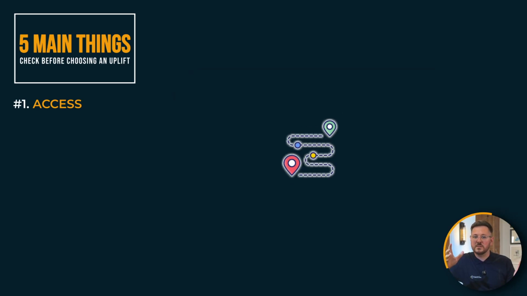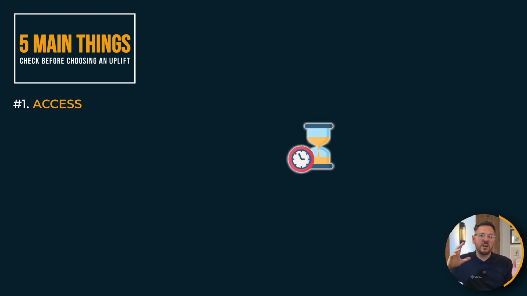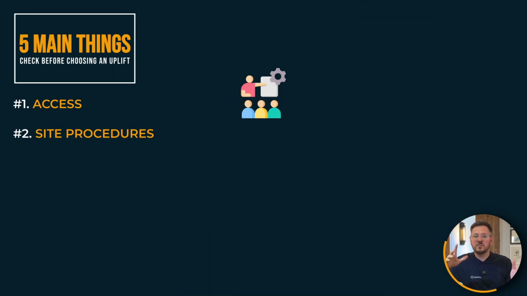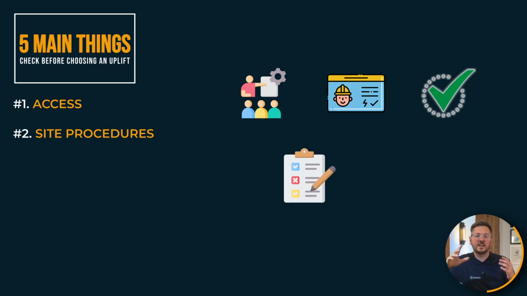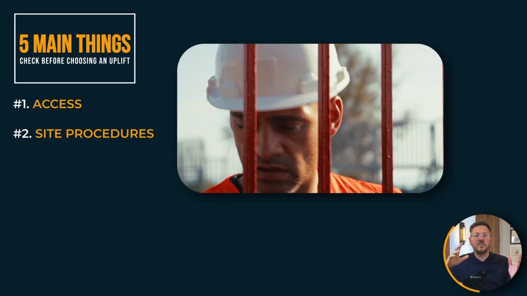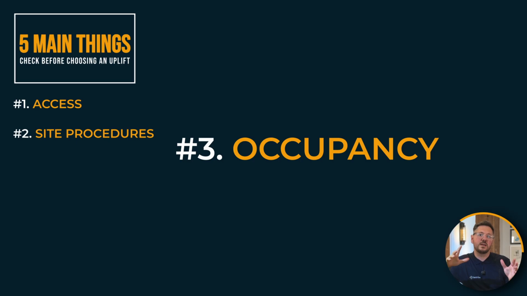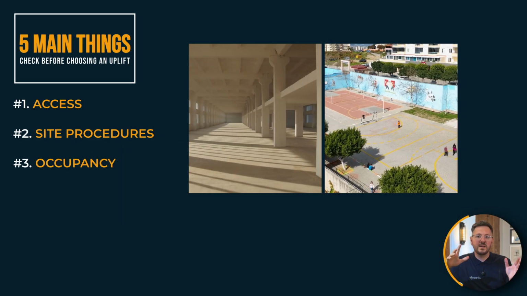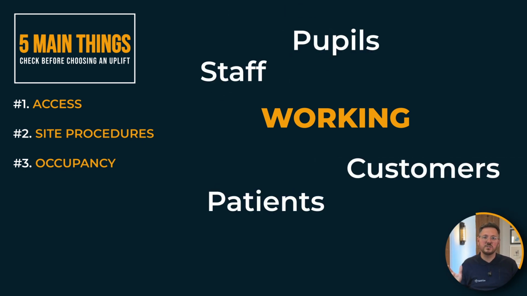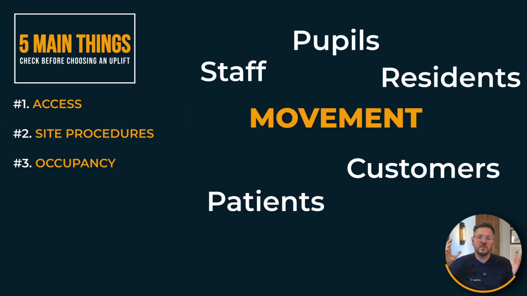A long route may not sound serious, but once you include tools, materials, and repeated journeys, it can remove a large part of the productive day. The second is site procedures. That includes inductions, permits, daily sign-ins, tool checks and security processes. Each one may only take a few minutes, but it can affect every person every day, and it becomes a genuine labour cost. The third is occupancy. An empty building and a live building are completely different working environments. If you're working around staff, customers, pupils, patients or residents, you normally have more protection, cleaning, interruptions and movement between areas.